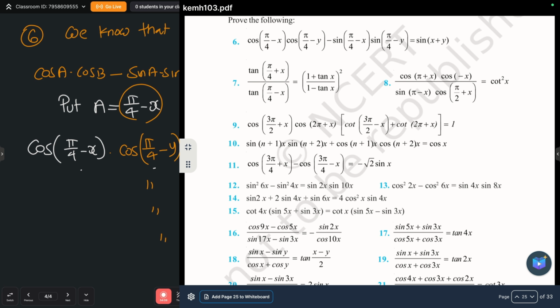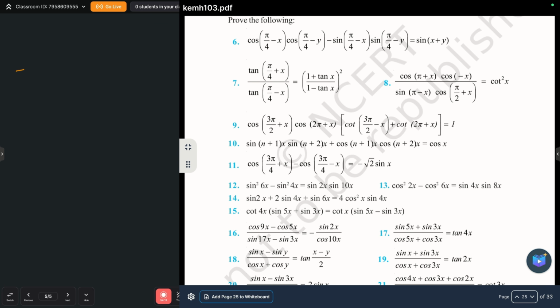Okay, seventh. Question number 7. Take LHS. Take the left hand side and prove the right hand side. What is the left hand side? tan of pi by 4 plus x upon tan of pi by 4 minus x. So which formula can you apply? Observe the list of the formulas. Here the numerator is the same as tan of a plus b.